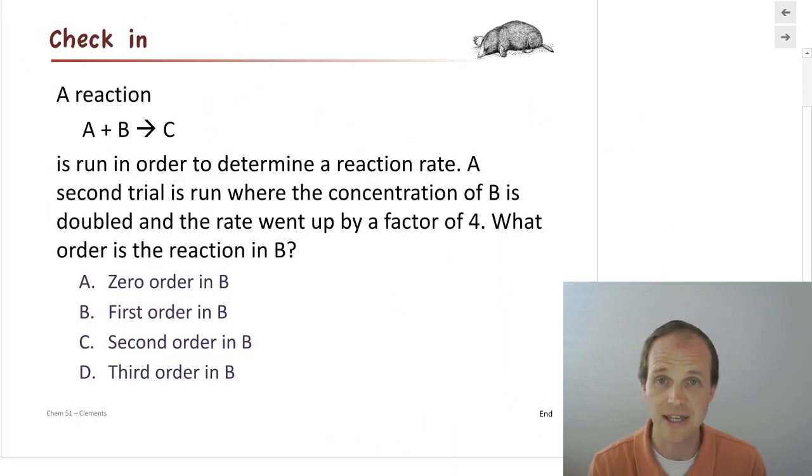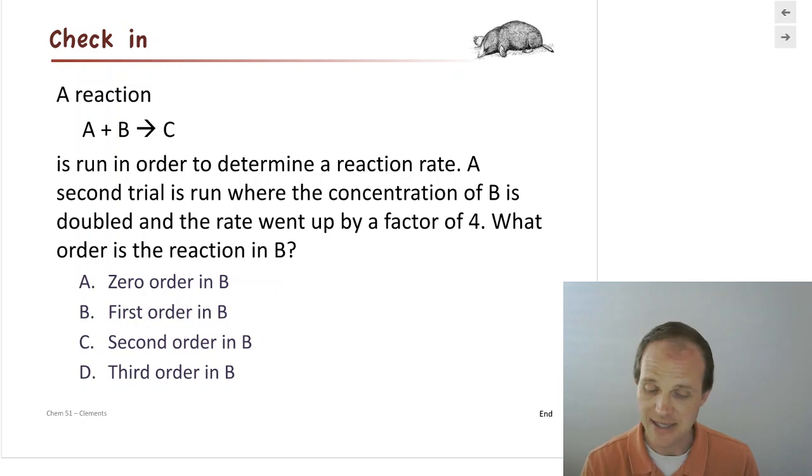So let's check in. Let's give you a chance. We've run this reaction. A plus B is run in order to determine a reaction rate. A second trial is run where the concentration of B is doubled. The rate went up by a factor of 4. What is the order of reaction in B? Is it 0 order, first order, second order, or third order in B?